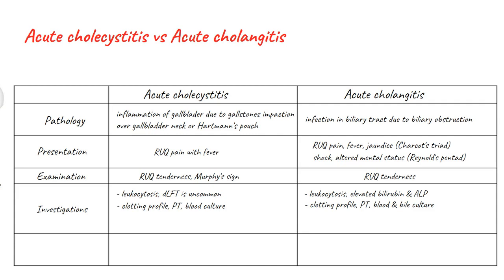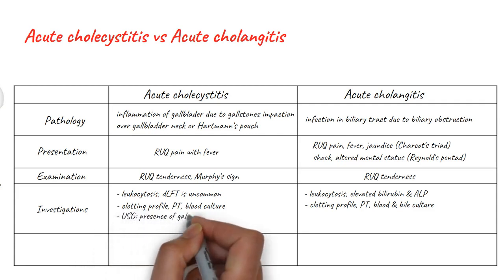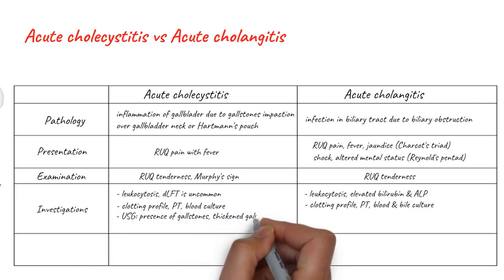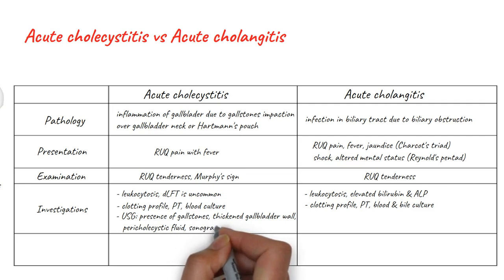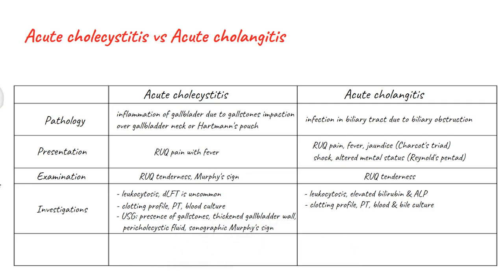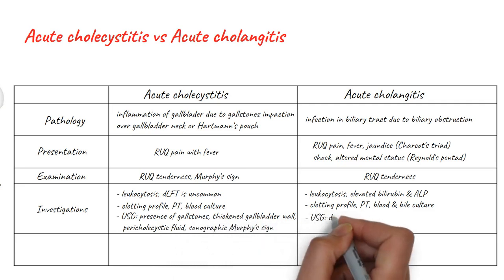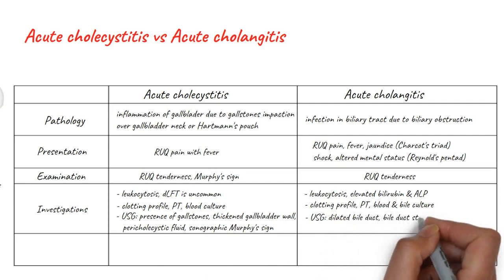And second, even if we see gallstones in X-ray, it doesn't differentiate the cause. So we would go for ultrasound. For acute cholecystitis, there are 4 cardinal features on ultrasound: the presence of gallstones evidenced by posterior acoustic shadow, thickened gallbladder wall, pericholecystic fluid, and sonographic Murphy sign positive. While in acute cholangitis, it will be dilated bile duct and bile duct stones.